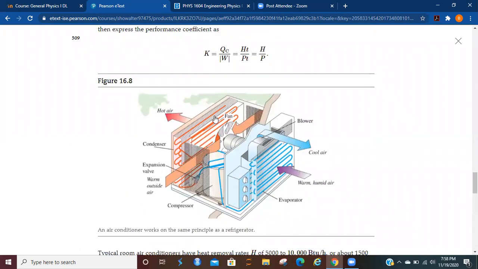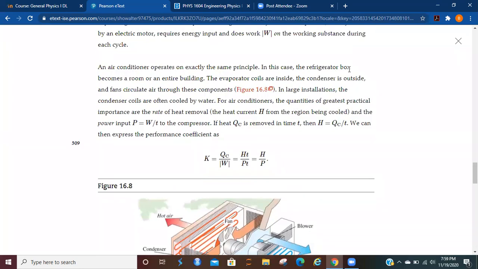If you're inside a building, then you've got the coils in here where you've got the warmth coming in, you want to get rid of it, blowing the cold air out. So the warmth comes in, then this circulates, going through the condenser. Then you've got it flowing over here where the fan is blowing the hot air out, and then it goes through the expansion valve, and the process continues to repeat. In large installations, the condenser coils are often cooled by water.